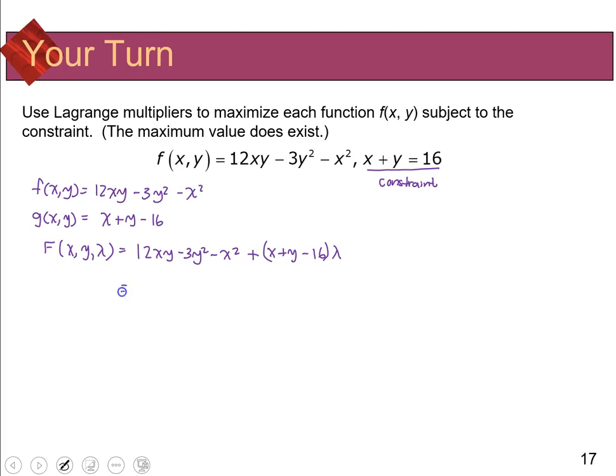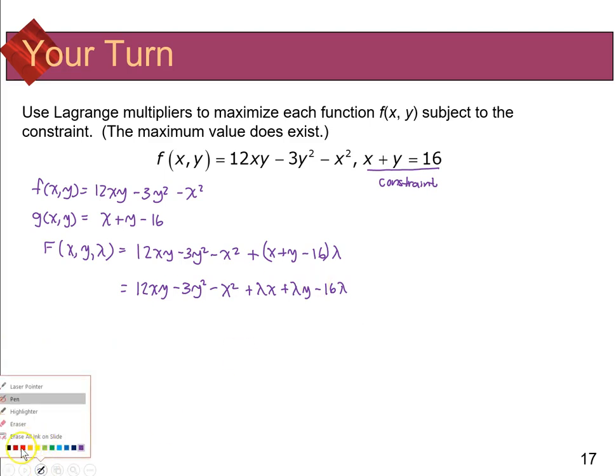So I get 12xy minus 3y squared minus x squared plus lambda x plus lambda y minus 16 lambda. So that's my Lagrange function. Now I'm going to find my three partials.